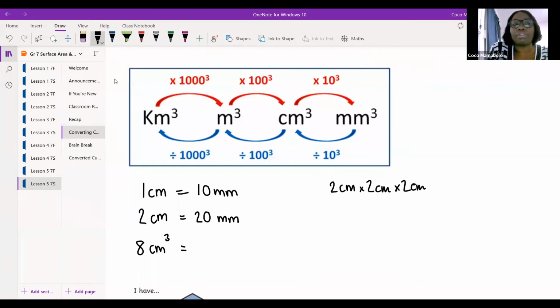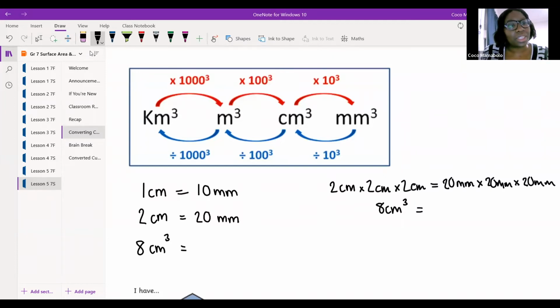2 centimeters times 2 centimeters times 2 centimeters. But now if I have to convert this into millimeters, what I actually have is 20 millimeters times 20 millimeters times 20 millimeters. So 2 times 2 times 2 is going to give me 8 centimeters cubed. But for millimeters, what am I going to get? What's 20 times 20 times 20? Punch it into your calculator. Tell me what it gives you. It's not going to be 80 millimeters, trust me.